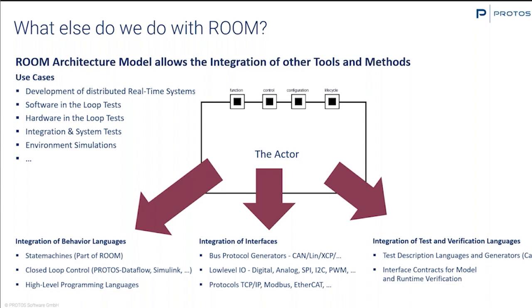And the last thing you need to integrate is test and verification languages. For example, we have a test description language and code generators for the language Cage, which deeply integrates with Room models. And we can also integrate interface contracts for model and runtime verification. So while you're modeling, you can already verify whether the model is correct with respect to the contract you designed. That's a very constructive way to create safety critical systems, robust systems. So you construct it in a safe way.